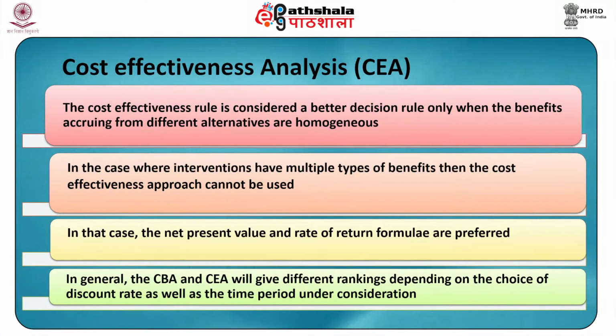In the case where interventions have multiple types of benefits, the cost effectiveness approach cannot be used. In that case, the net present value and rate of return formula are preferred. In general, the CBA and CEA will give different rankings depending on the choice of discount rate as well as the time period under consideration.